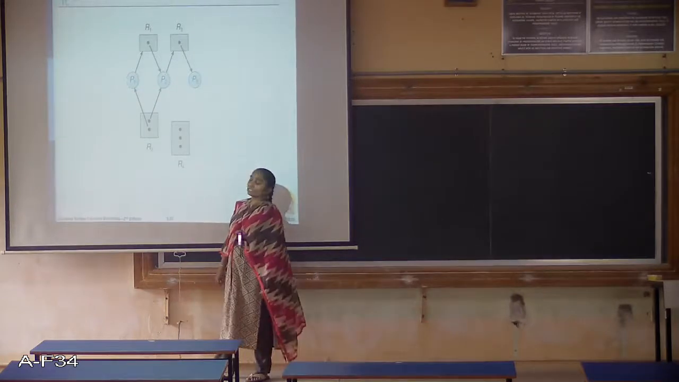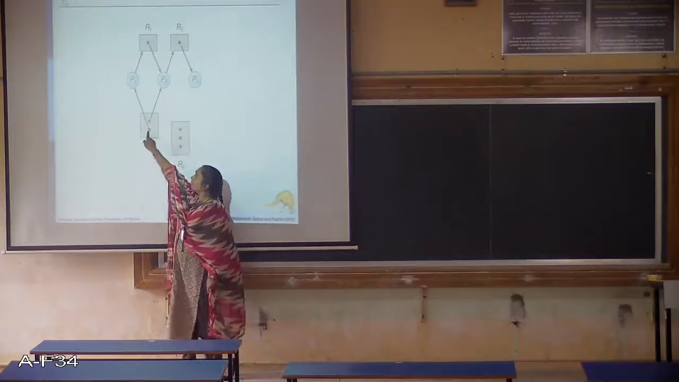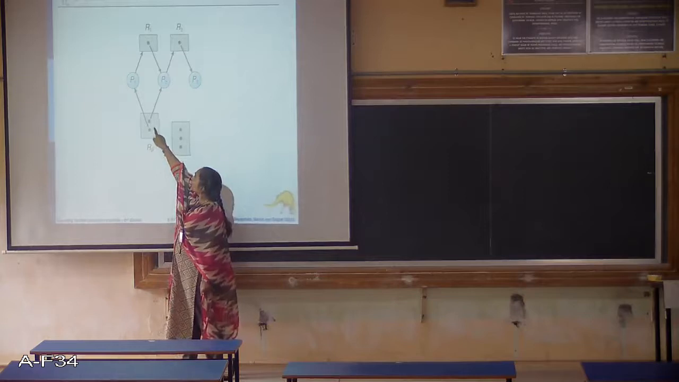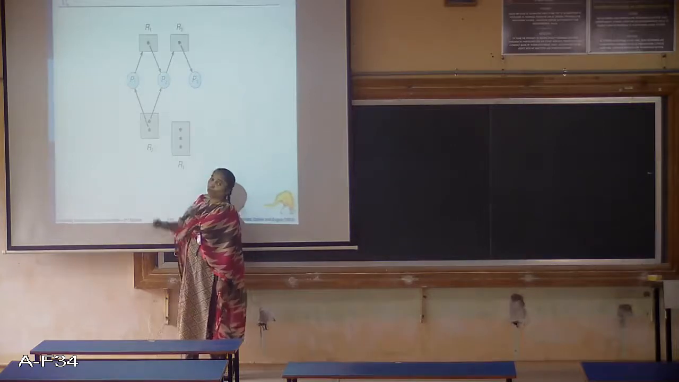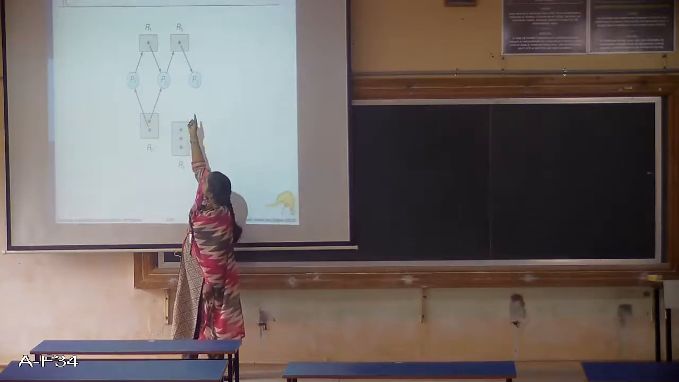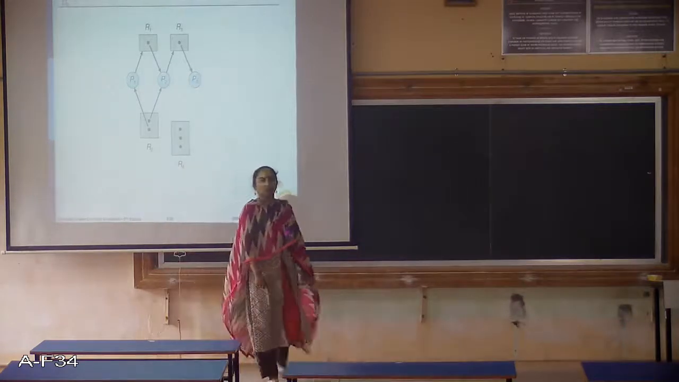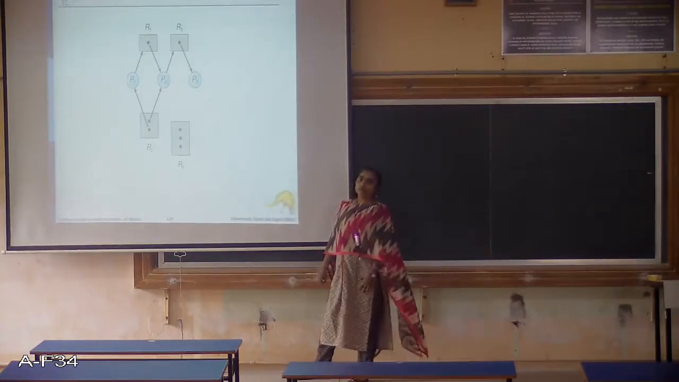Now which resource is allocated to which process? From R2, one instance of R2 is assigned to P1 and another instance of R2 is assigned to P2. P1 has requested R1 and the R1 instance is allocated to P2. P2 is requesting R3 and R3 is allocated to P3. So this is the resource allocation graph. So how will you identify whether there is a deadlock in this?